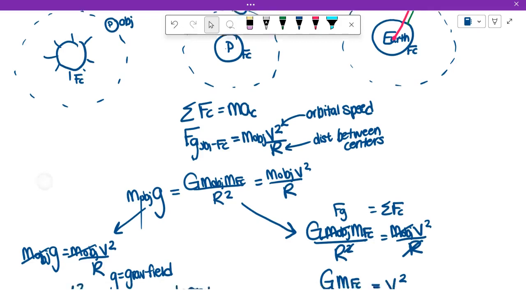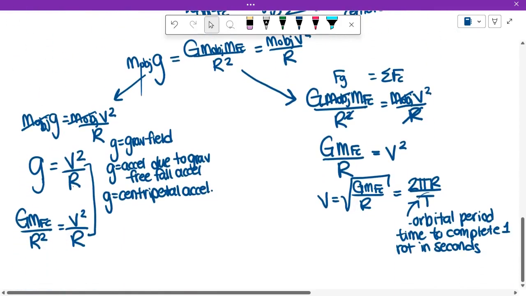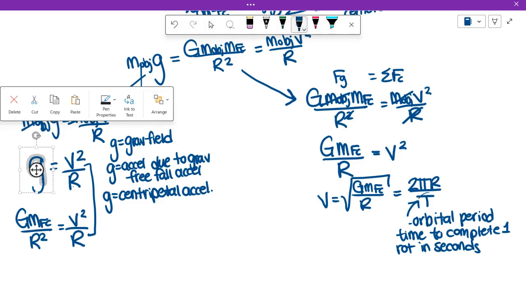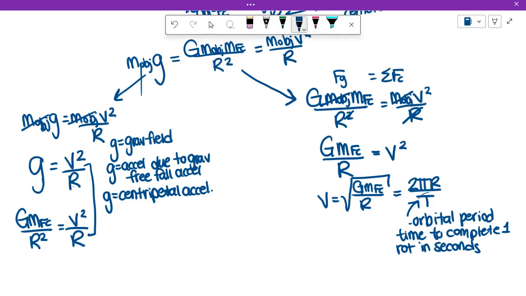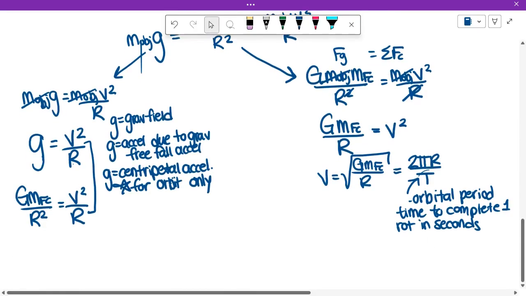Okay? Now, G has a bunch of names, but we can find it all the same way. That's little g and big G. That's how I often refer to them. Big G being that universal gravitational constant, little g being the gravitational field, the acceleration due to gravity, and if we're orbiting, the centripetal acceleration as well. That says for orbit only. All right, and that's about the end of this video.